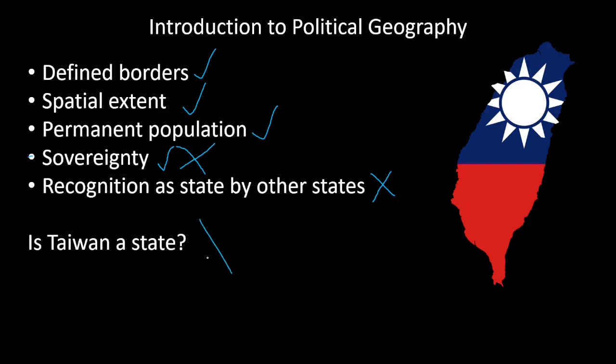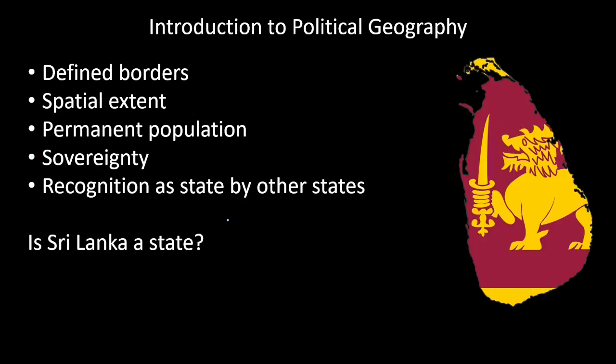So no, Taiwan is not a state. Now about Sri Lanka. Well, does it have defined borders? Yes, it does. Does it have spatial extent? Yes, it does. Does it have permanent population? Yes, it does. Does it have sovereignty over itself, free from external affairs? Yes, it does. And does it have recognition as a state by other states?